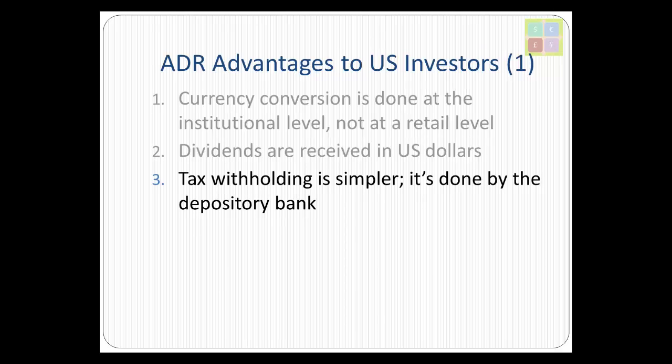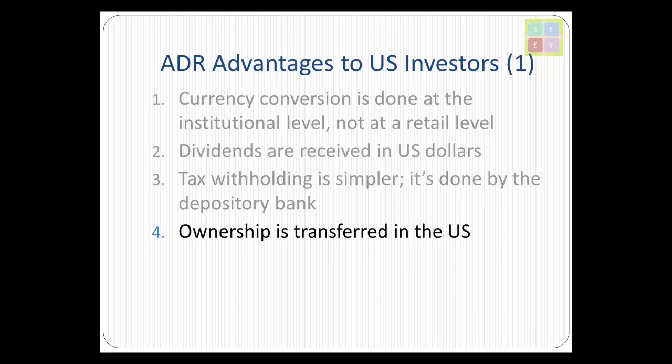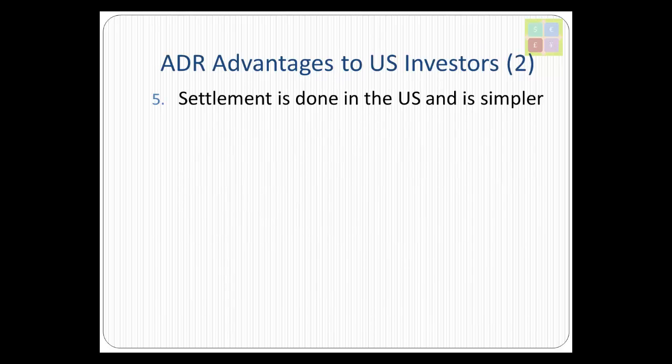Tax withholding is simpler. The tax withholding is done by the depository bank, which is located in the United States. Ownership is transferred in the United States. When an investor dies, the transfer of ownership is done in the United States, which is a fairly smooth process. Settlement is done in the United States and is much simpler as well. So after buying and selling ADRs, the settlement process also takes place in the United States.